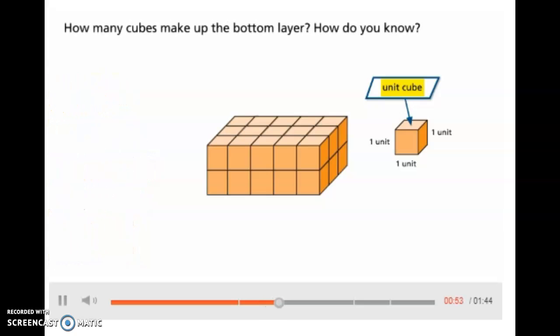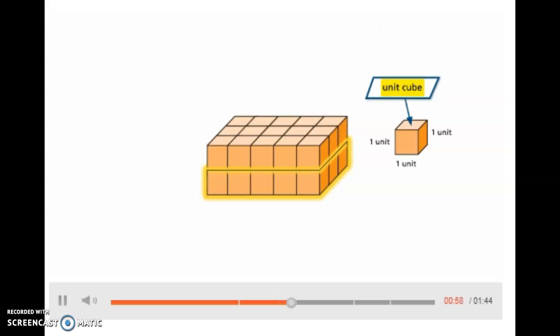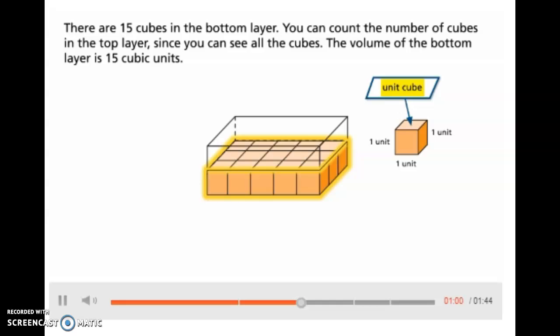How many cubes make up the bottom layer? How do you know? There are 15 cubes in the bottom layer. You can count the number of cubes in the top layer since you can see all the cubes. The volume of the bottom layer is 15 cubic units.